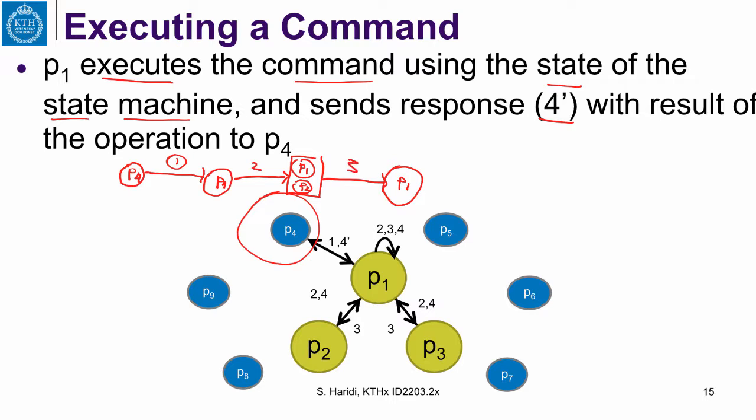And once it got an acknowledgement for the accept, it can now decide, and it can also at the same time send a message back to P4. This is called P4 prime. So it took 4 steps for the request from the client to complete the operation at the replicated state machine.